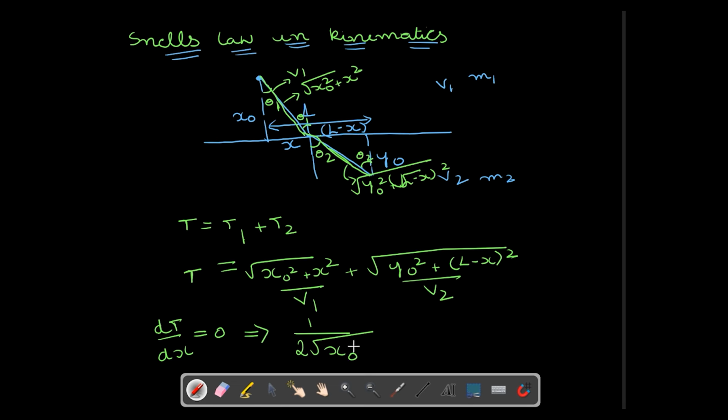So that will be 1 by 2 root of x naught square plus x square, times 2x. You may ask, sir, this is also x. No, this is a constant, x naught. This is not x, so don't forget. So it is equal to 0.